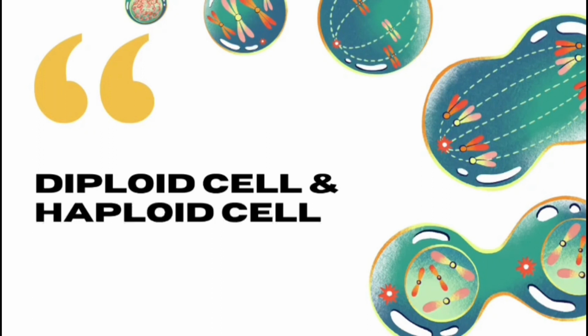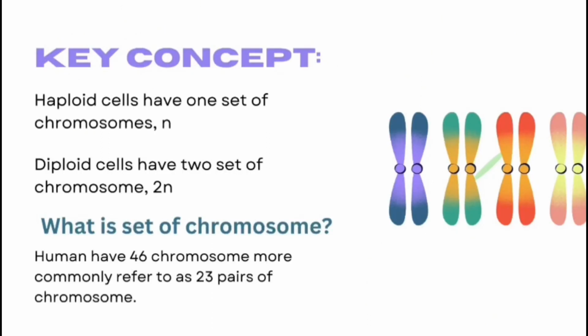Diploid cell and haploid cell. A haploid cell has one set of chromosomes, which is N. A diploid cell has two sets of chromosomes, which is 2N. What is a set of chromosomes? Humans have 46 chromosomes, more commonly referred to as 23 pairs of chromosomes.